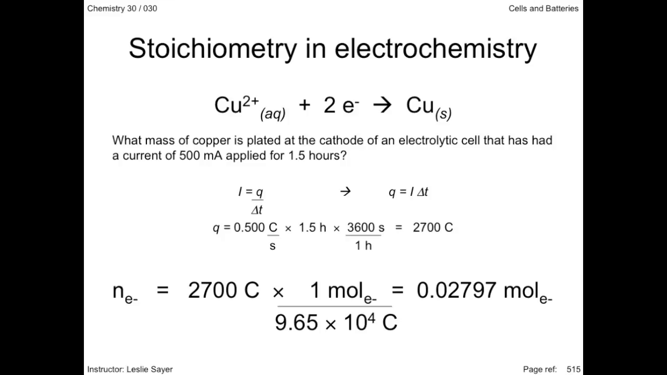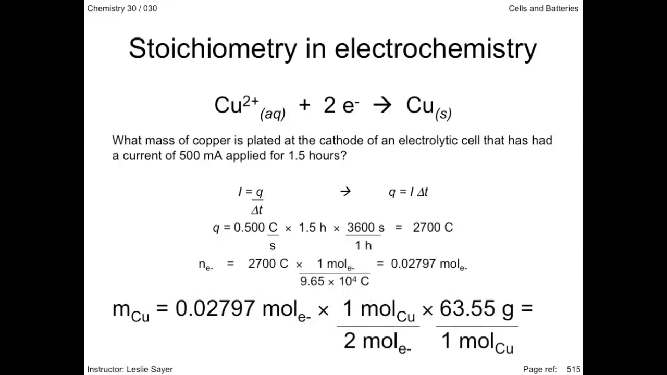That's a great thing about conversion factors. Either way works. Just make sure it's set up so that the appropriate units cancel and that the units you're left with are the units you're looking for. To calculate the mass of copper deposited at the cathode by the transfer of 0.02792 moles of electrons, we do a little bit of stoichiometry.